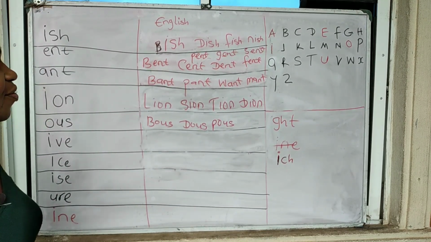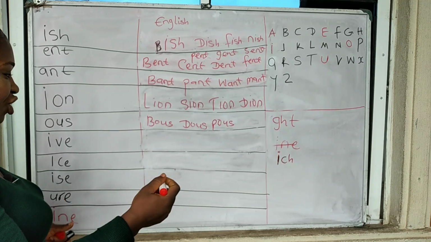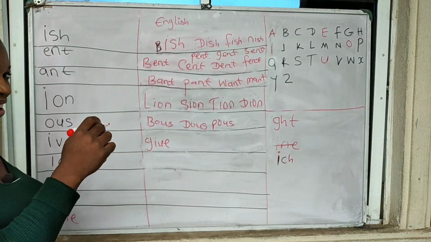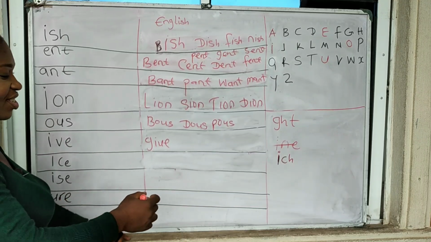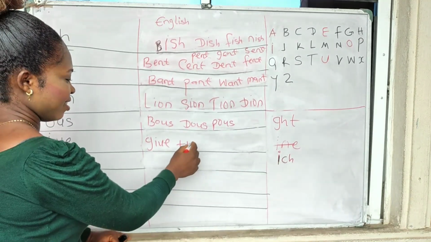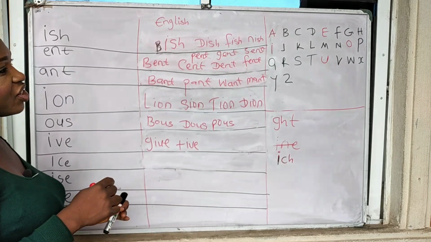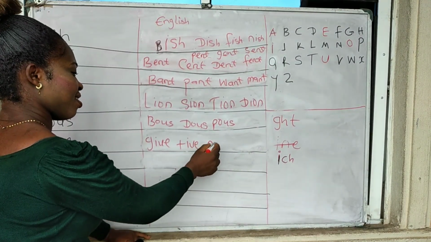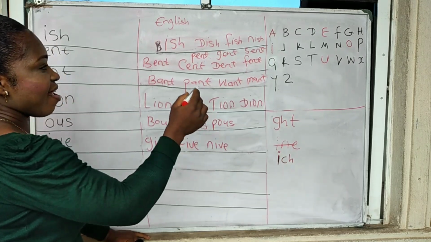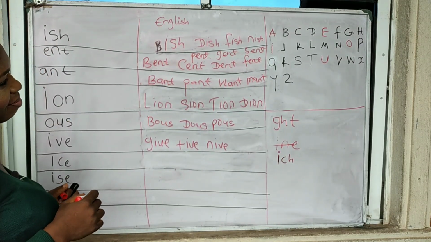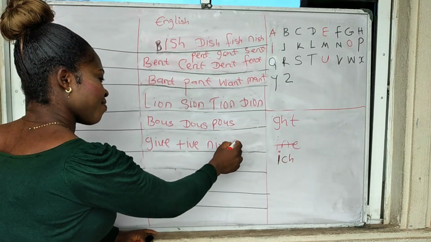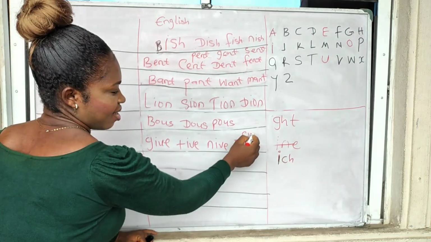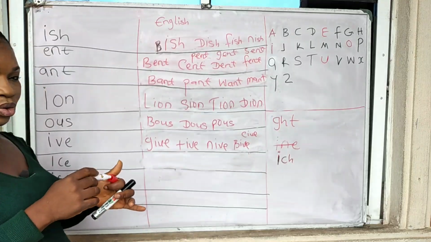So for this if, I choose letter G. Firstly, it gives me give. And if I choose letter T, I have thief. If I choose letter N, I have Neve. If I choose letter B, I have beef. If I choose letter C, I have sieve, and all the rest.